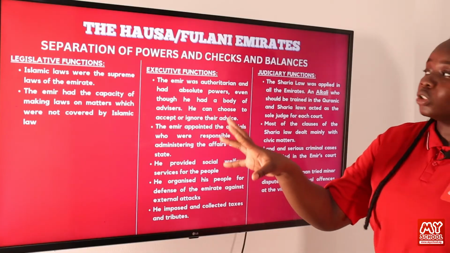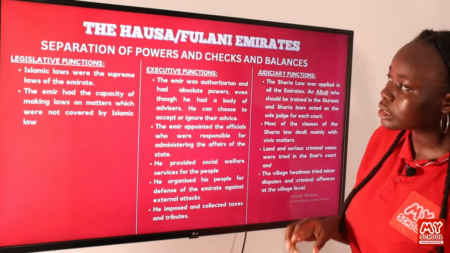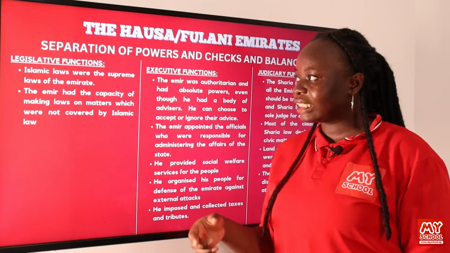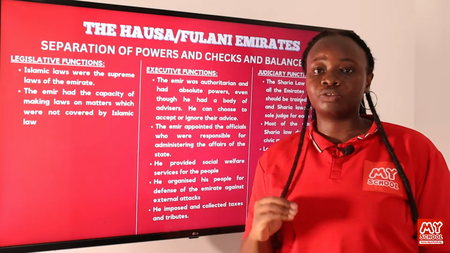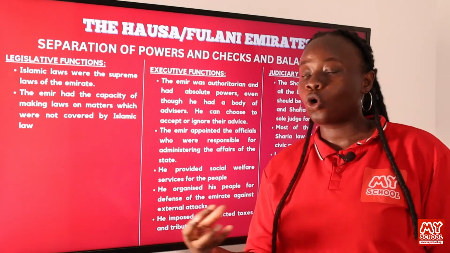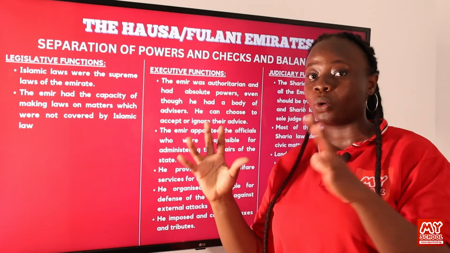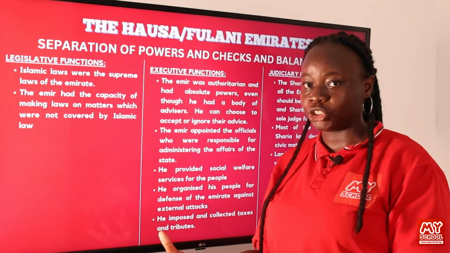All right, now we're going to discuss the separation of powers and checks and balances that were present in the Emirates. So for the legislative functions, we had Islamic laws, which were the supreme laws of the Emirates. The Emir had the capacity of making laws on matters which were not covered by the Islamic law. So the Islamic law was the central governing power within the states. It was sort of their constitution at the time.